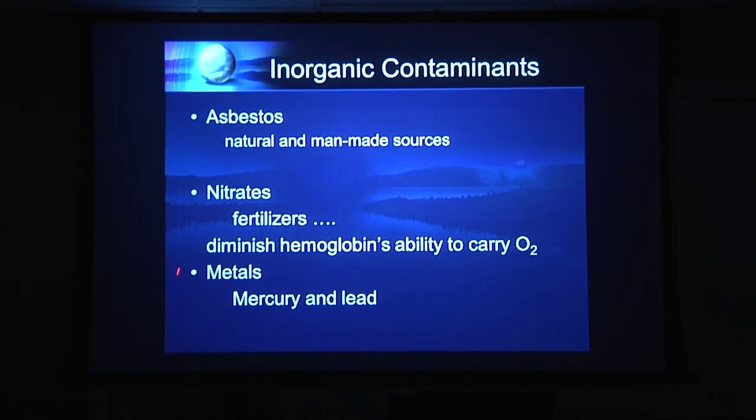Metals, mercury and lead, these are bad to be in water. And boy, if you've got mercury in your water, that's a real problem. Usually what happens with the mercury type of thing is that it becomes what's called methylated. It gets a carbon and hydrogens on it, and then it can get into soils and into plants, and then the fish can eat it.